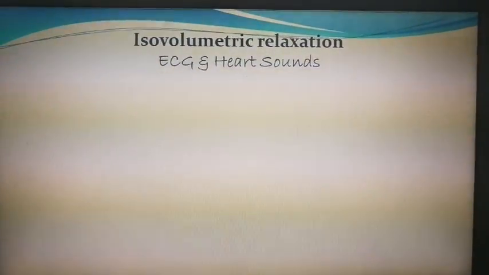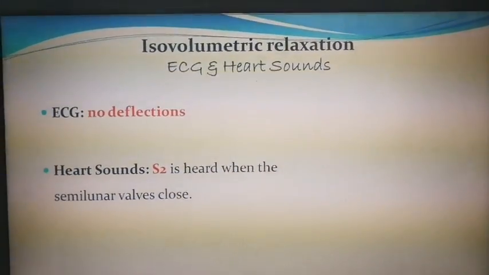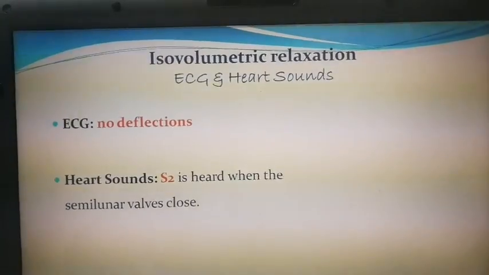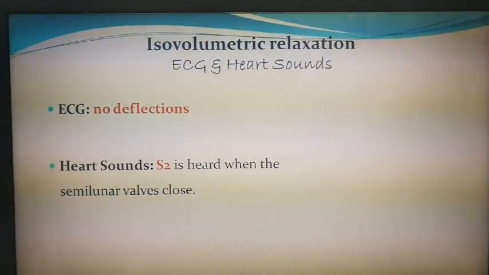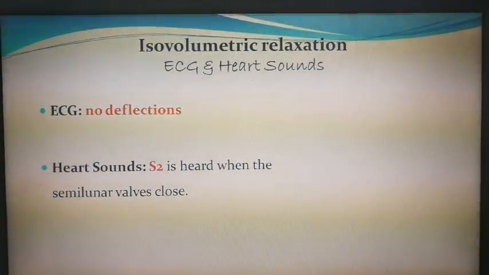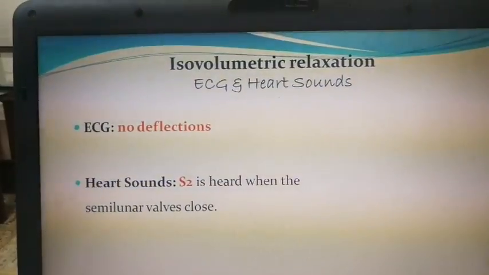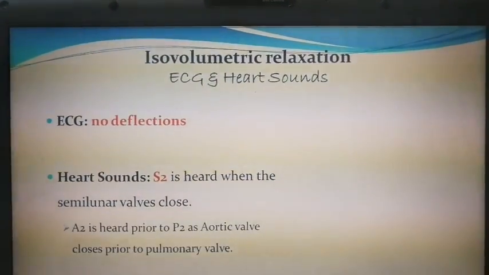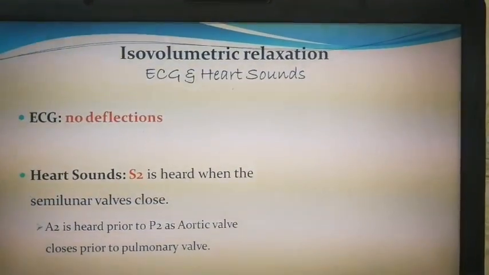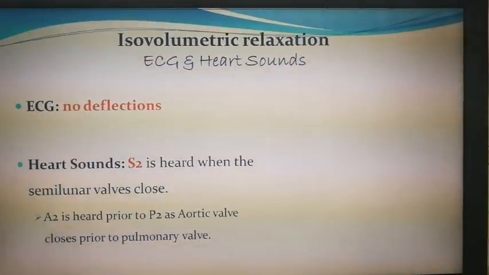Then isovolumetric relaxation. As you know, when isovolumetric relaxation starts, there is closure of the semilunar valves. So that's why the S2 heart sound is in this phase, but there is no ECG deflection. The aortic component of the heart sound is heard prior to the pulmonary, as the aortic valve closes prior to the pulmonary valve.